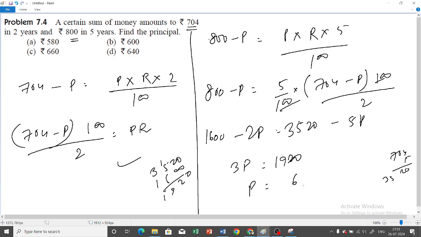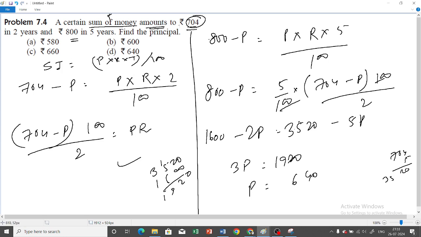So P is going to be 3618 640. Look at this, what is given? A certain sum of money amounts to, that means this is the principal and this is the amount. This is the simple interest formula that I am applying: SI equals PRT by 100.